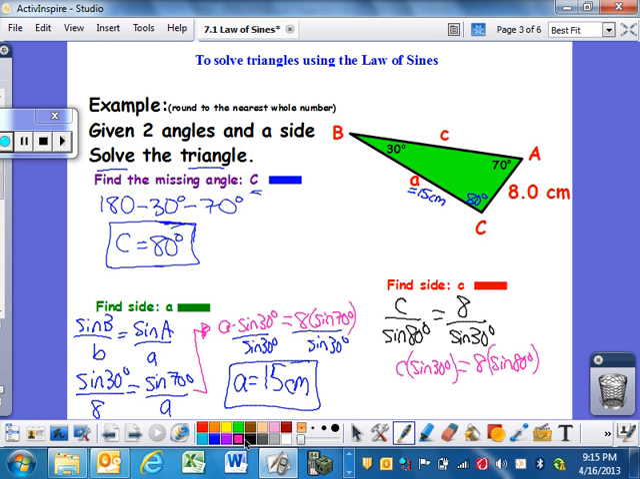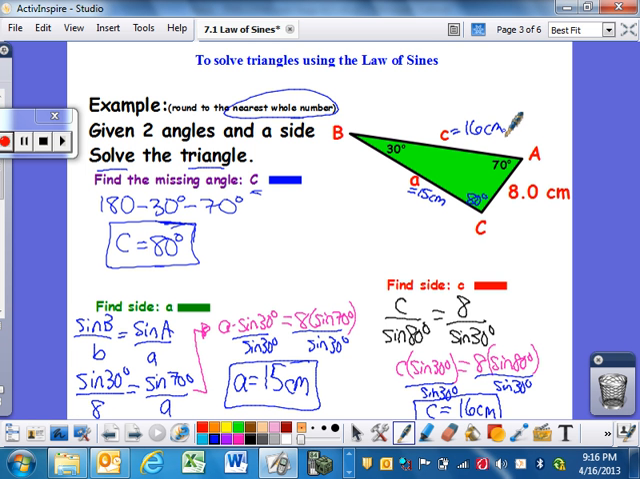And now how do I solve for my side c? I simply have to divide by sine of 30. And then c equals 8 times sine of 80 divided by the sine of 30, and end up getting 16 centimeters, because I believe it said round to the nearest whole number on these things, so that's why I'm rounding to that. Your calculator might show differently, and that's 16 centimeters.